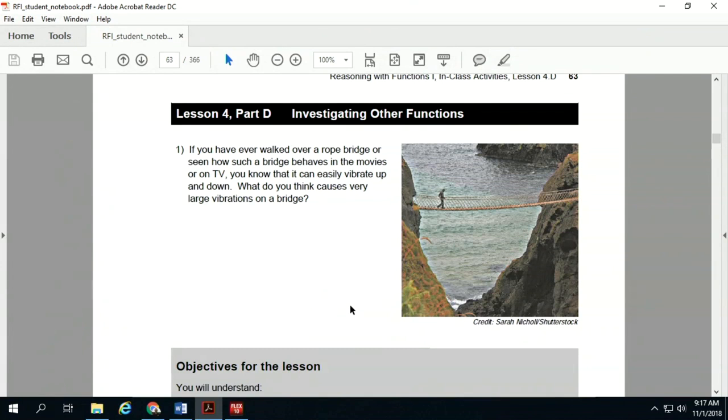If you've ever walked over a rope bridge or seen how such a bridge behaves in movies or on TV, you know how easily it can vibrate up and down. And we're going to study how those large vibrations happen.